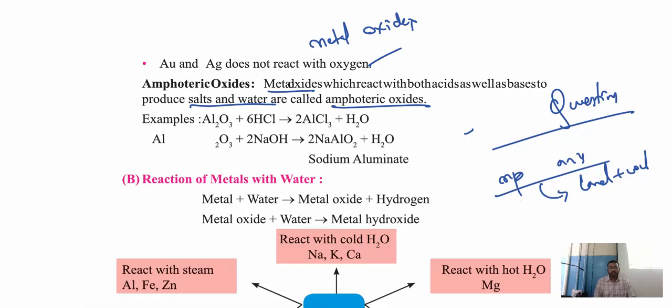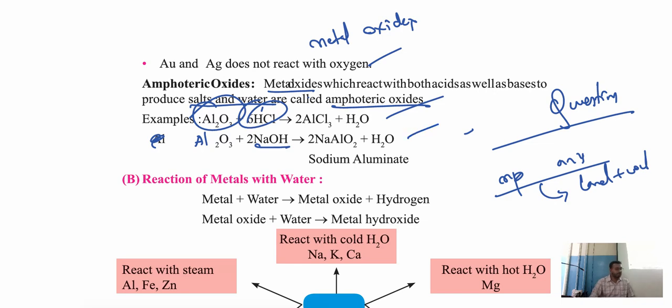Understood? Similarly, here we have aluminum oxide, Al2O3, plus NaOH. What is NaOH? Sodium hydroxide. It's a base. Aluminum oxide is a metal oxide reacting with base NaOH. In the earlier example, aluminum oxide, a metal oxide, was reacting with acid, HCl. First reaction is metal oxide reacting with acid. Second reaction is metal oxide reacting with base.